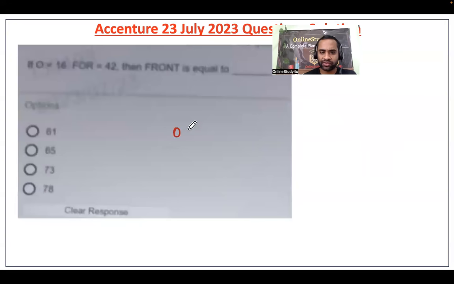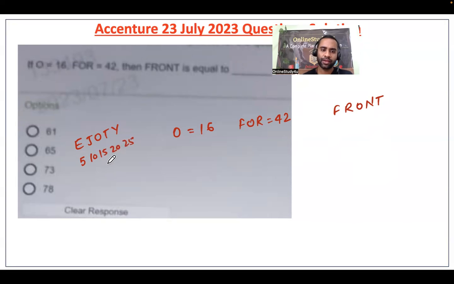Okay. So if O is equal to 16, FOR is equal to 42, then what is the code for FRONT? Now, friends, O. So always remember EJOT, right? EJOT. So 5, 10, 15, 20, and 25. Okay. So O is what? 15. So basically what they have done here, they have coded +1. Okay, they have coded +1.